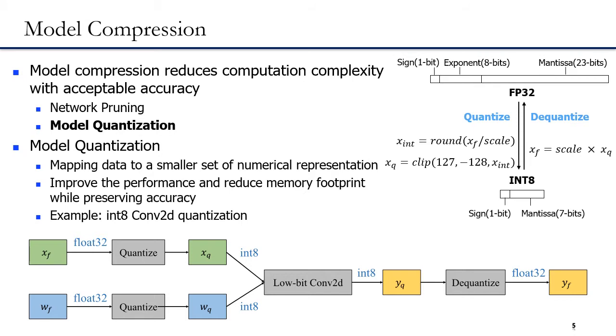Below is an example of int 8 convolution quantization. First, quantize the input and weight in float point to x quantized and w quantized, and use them to calculate the low-bit convolution and get y quantized. Finally, we dequantize it to y float. So for convolution quantization, we need to focus on optimizing low-bit convolution.